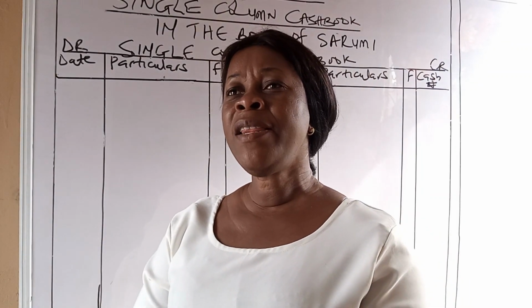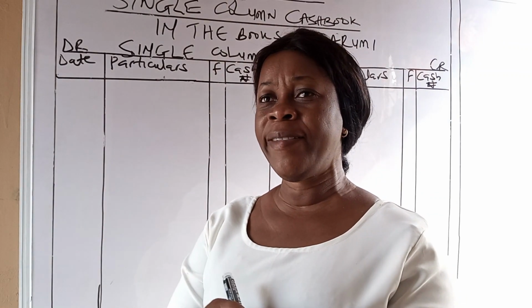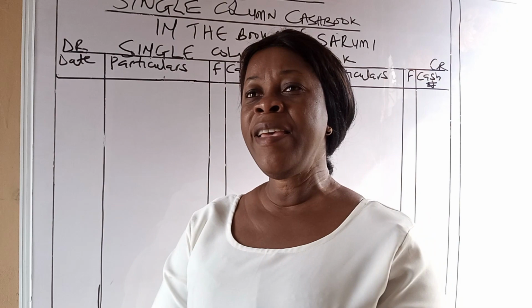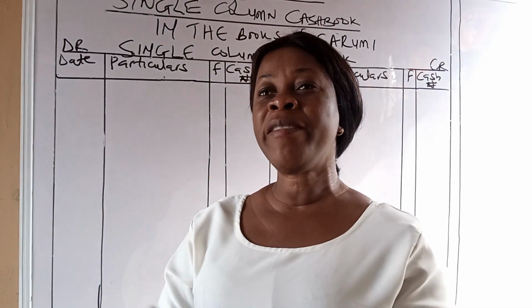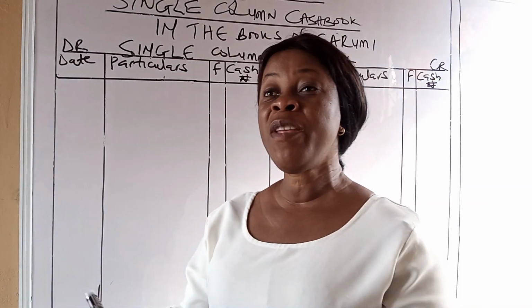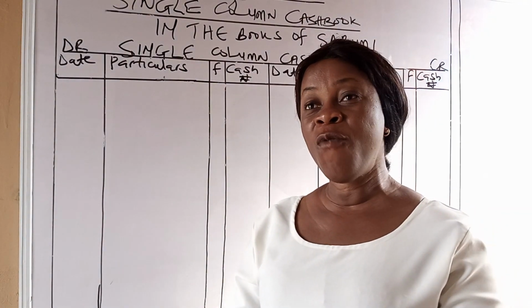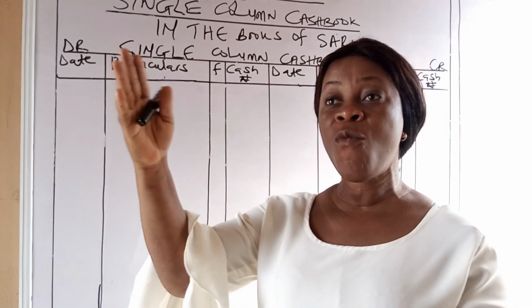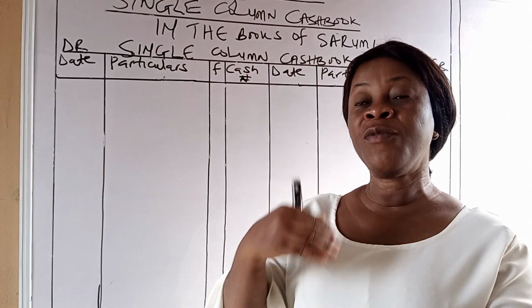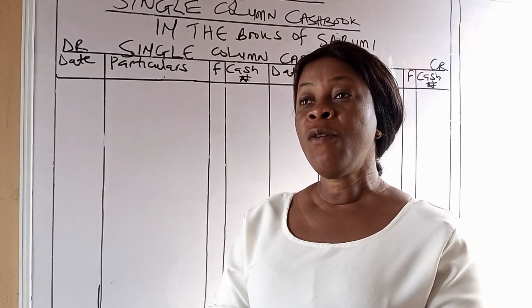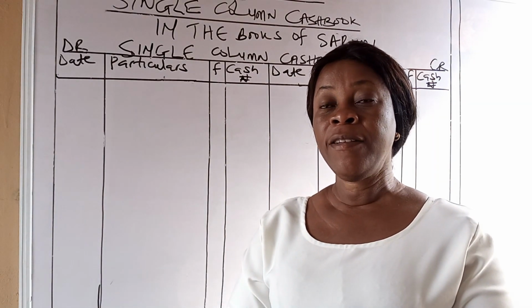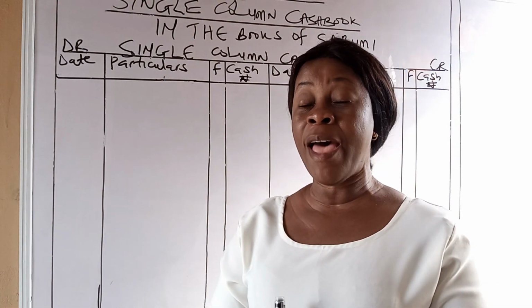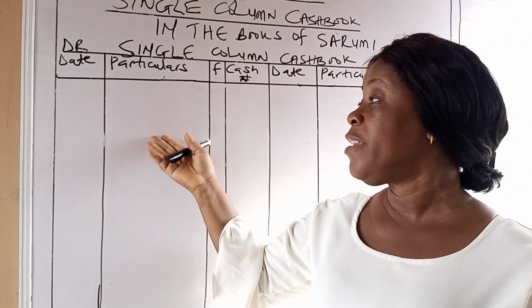Now, when the owner of the business starts business, the business entity concept comes into play. That is, ownership is separated from the business. So the owner of the business has a lesser amount of money, while the business that is being started has more. So cash is received from Mr. Sarumi for Sarumi Enterprises, and money invested in starting a business is known as capital. So it will be recorded on the debit side.